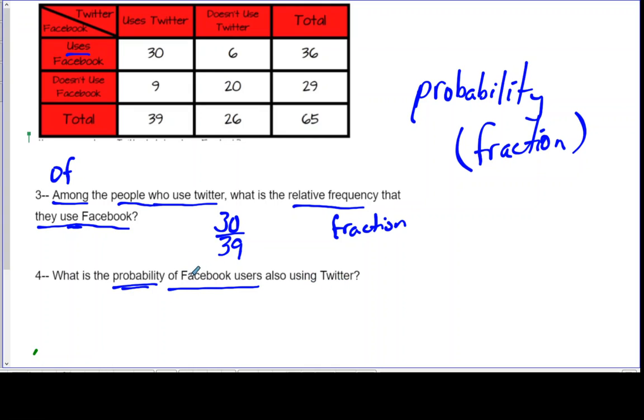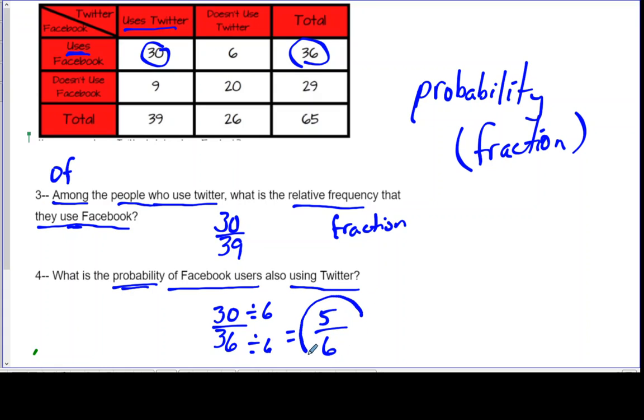So we first need to find our denominator of Facebook users. Facebook is right here. Go across and we see that the total is 36. And of those 36, we want to know how many of them use Twitter. Uses Twitter is right here. That's 30. So 30 over 36 is our fraction. We can simplify that, dividing both by 6, and we get 5/6. There's our answer for that.